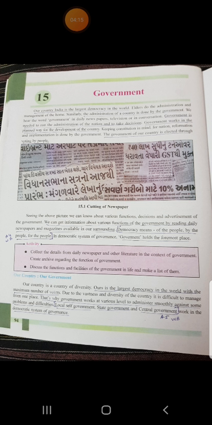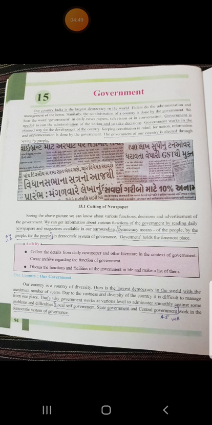Our country is a country of diversity. In the previous chapter, we learnt about unity in diversity. Different kinds of people live here, following different languages, religions and customs. Ours is the largest democracy in the world with the maximum number of voters. India has the largest democracy where the number of voters is also maximum.